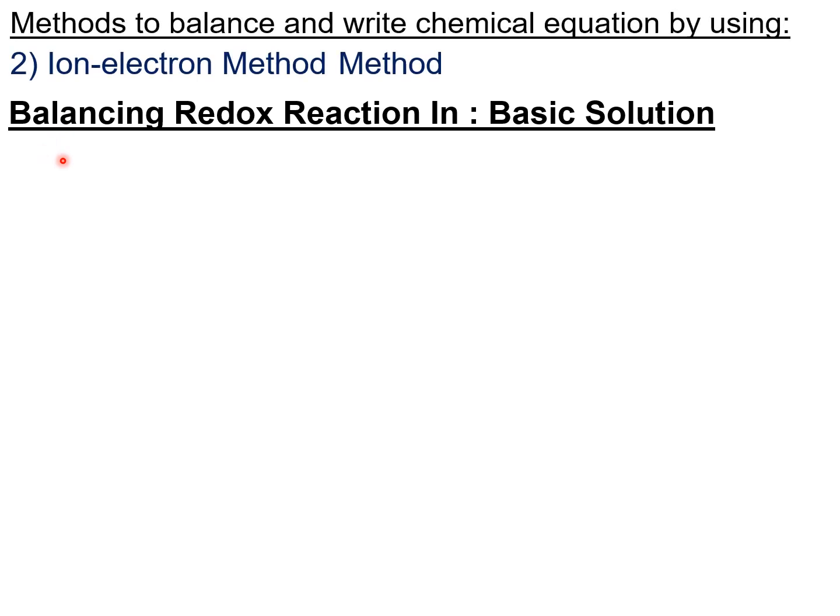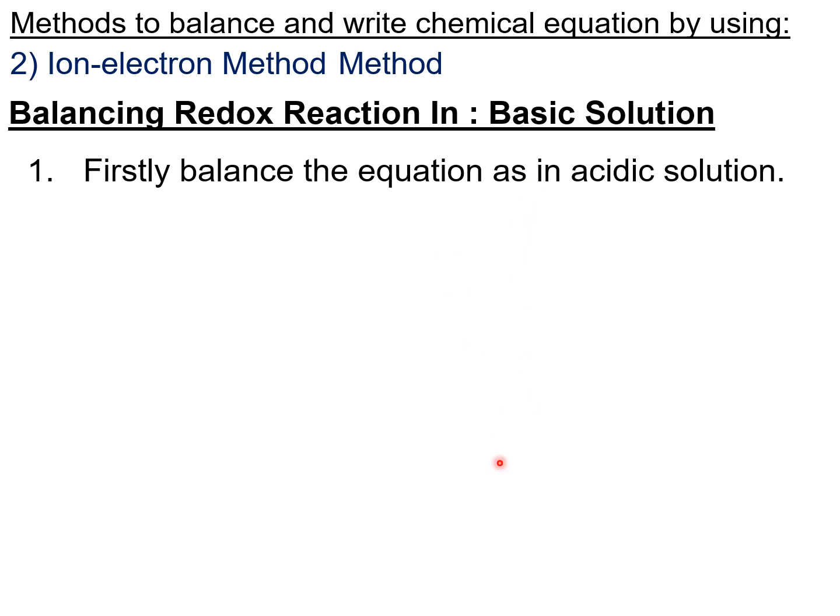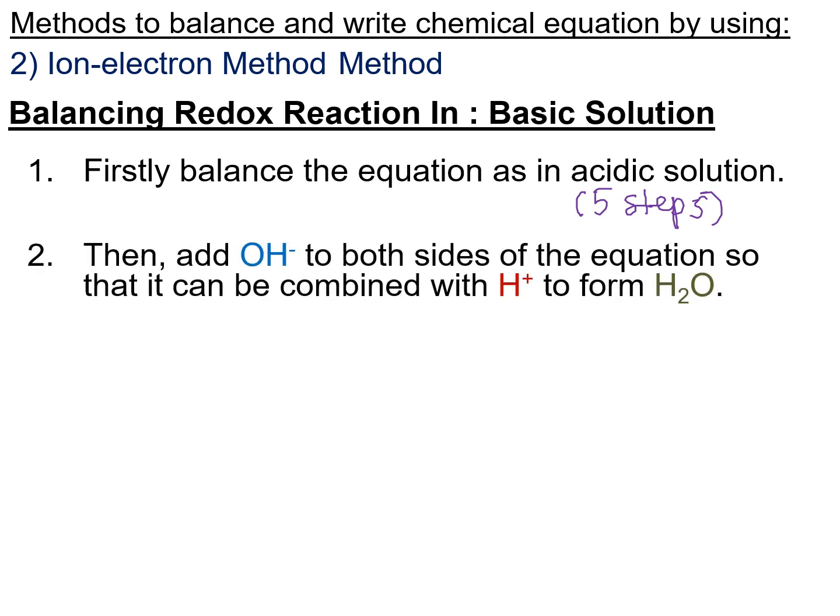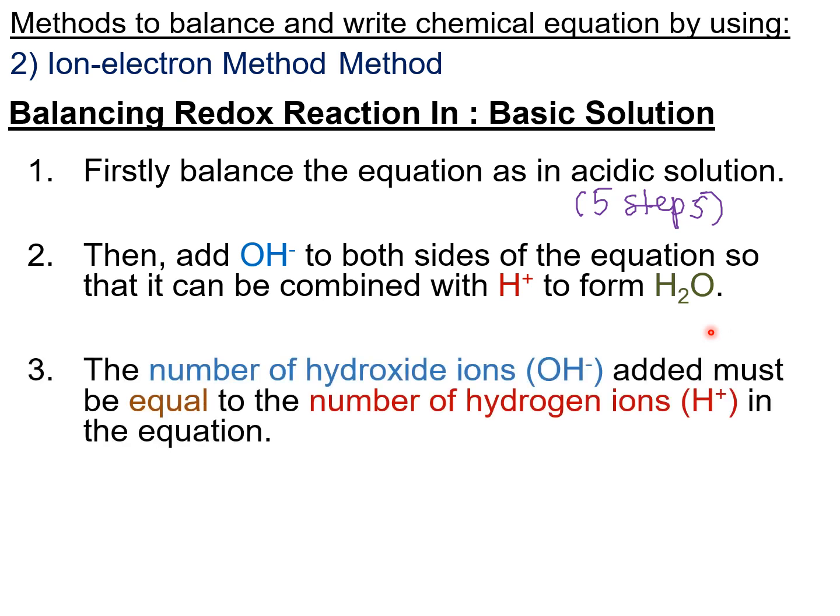Tadi kita dah bincang macam mana nak balance redox reaction in acidic solution. So, macam mana kamu nak balance redox reaction in basic solution pula? Okay, firstly, you balance je. Balance ikut cara macam mana nak balance chemical equation in acidic solution, which approximately, I believe that we have lebih kurang 5 steps tadi kan? Okay. Next, lepas you dah balance the chemical equation as in acidic solution, you kena tambah OH minus to both sides of the equation so that dia boleh combine dengan H plus so that you boleh dapat H2O. Tapi bila you nak tambah OH minus tu, kenalah sama dengan number of hydrogen ions in the equation.